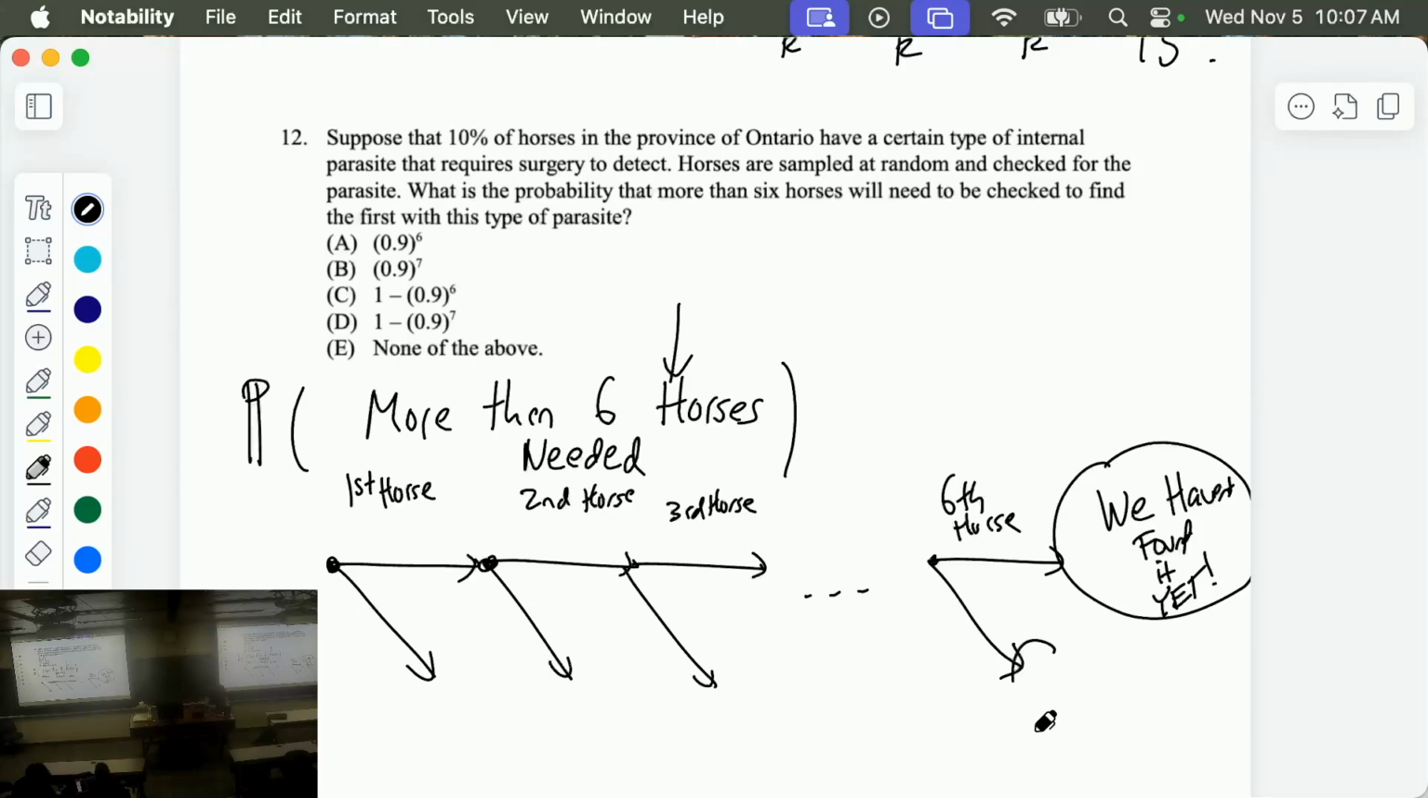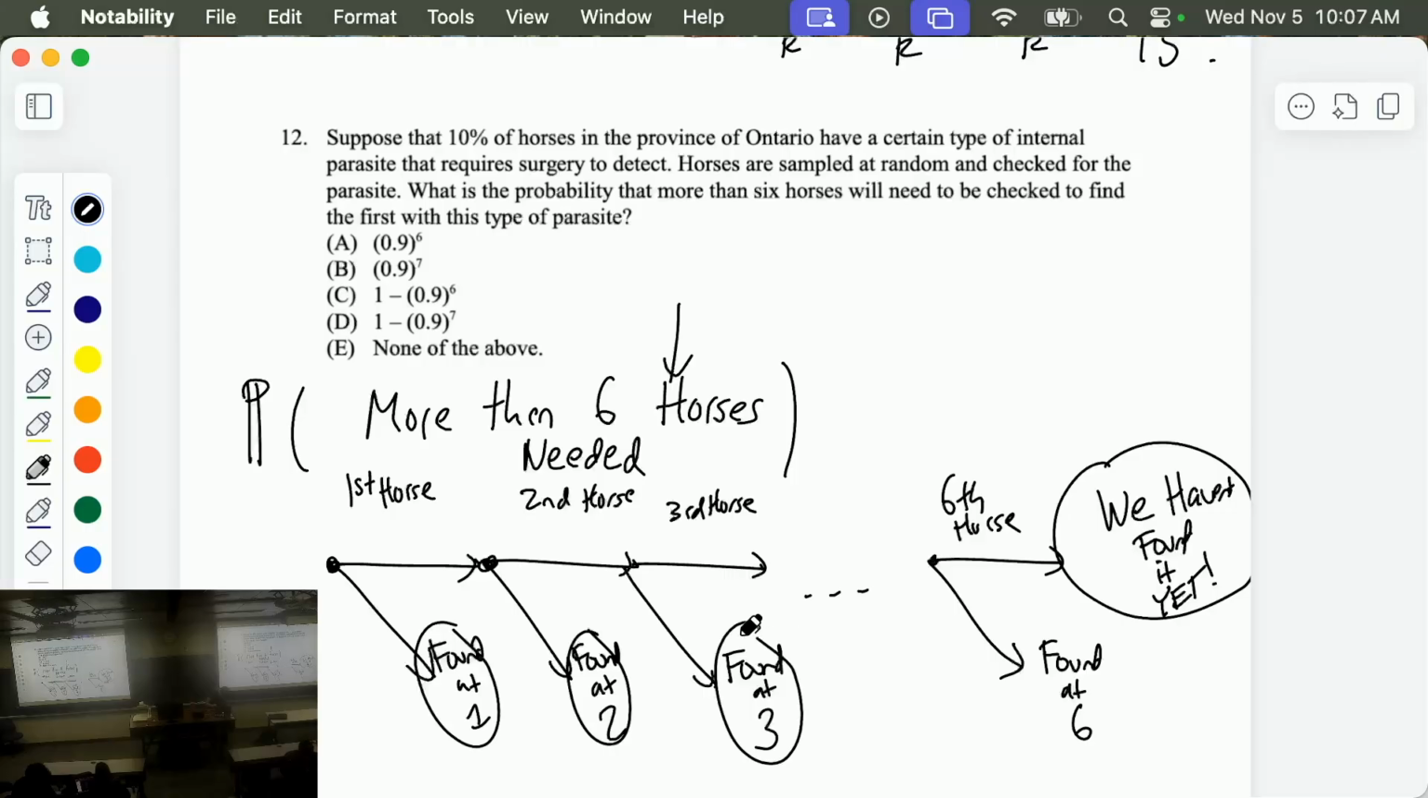These other ones will be like, we found it after 6 horses. The found at 6. And this one will be found at 3. And this one will be found at 2. And this one will be found at 1. Okay, and if I have these things, then I can label what the branches are supposed to be. This one will be it's found, and this one will be it's not found. And then I can read off from the question which one is found and not found.